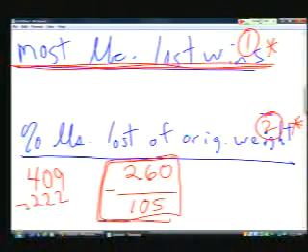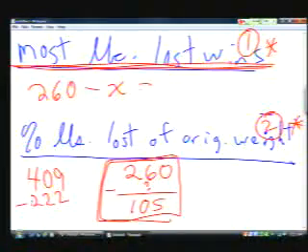Who can translate this? Because I'm trying to find that. I don't want to know the answer. I want to have you translate that into algebra. 260 minus something is going to equal 105. Jonte, can you translate that into algebra for us? 260 pounds. Okay. Minus X equals 105. Bingo. Thank you, Jonte. That is excellent. That is how you translate into algebra.